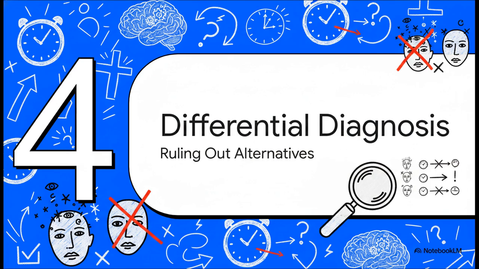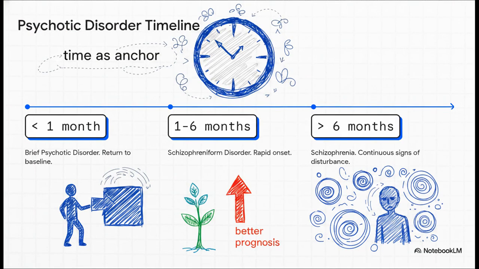Because what happens when the symptoms look exactly like schizophrenia, but the timelines just don't line up? Time is literally our best diagnostic anchor in psychiatry. Duration alone separates these major diagnoses. Check this out. If the psychotic episode lasts less than a month and the patient goes back to their baseline, that's brief psychotic disorder. If it lasts between 1 and 6 months, it's schizophreniform disorder, which actually has a fairly rapid onset. It's only when those continuous signs cross that strict 6-month mark that it officially becomes schizophrenia.